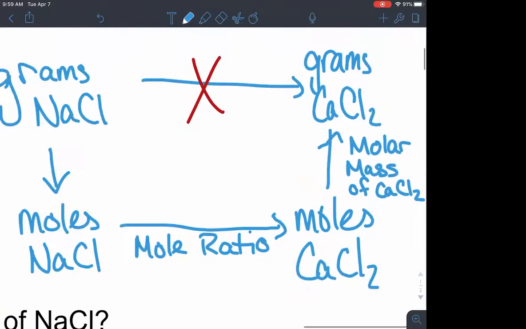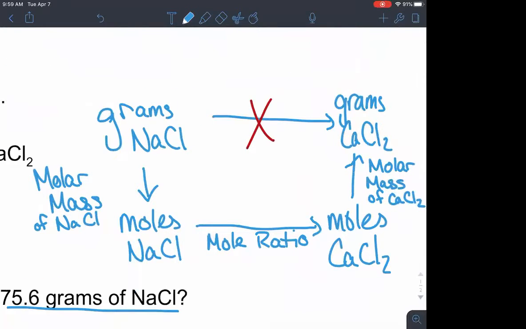All right. Do you guys know how to find the molar mass? Yeah. Do you know how to find the mole ratio? Yeah. All right. You should be able to set up these problems now. Do you guys think you can do it? Yeah.